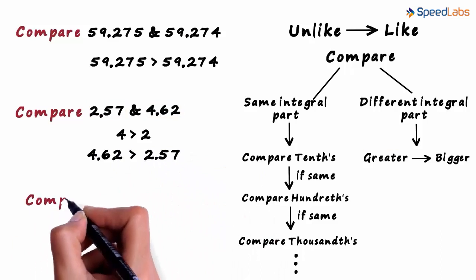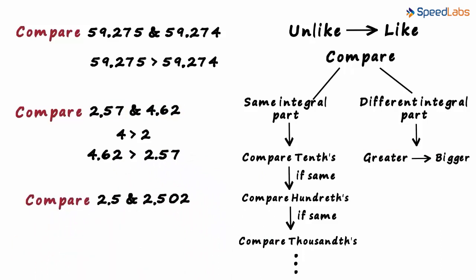Now let's compare two more decimal fractions. The first thing we should notice is that the decimal fractions are unlike. Let's make them like. It's easy. We just write the first decimal fraction as 2.500. Now that they are like, we start off by comparing the integral parts. The integral parts of both the decimal fractions are 2.